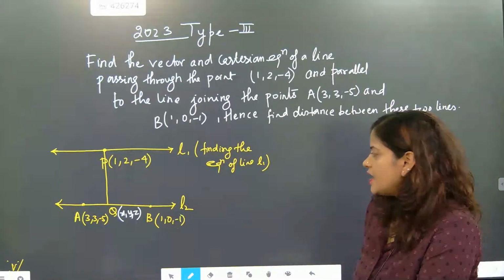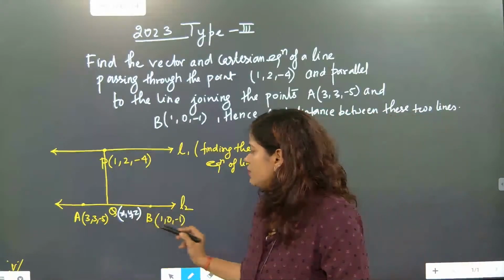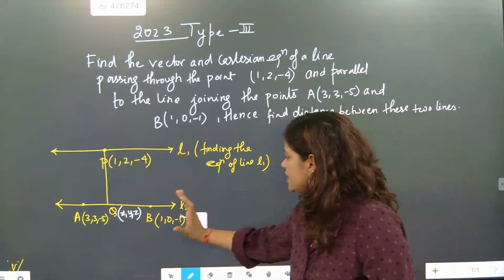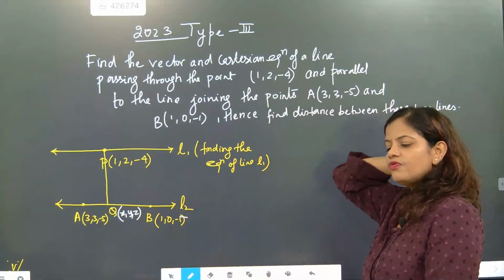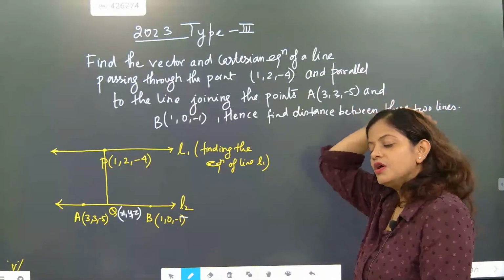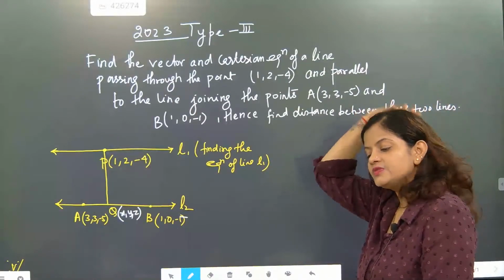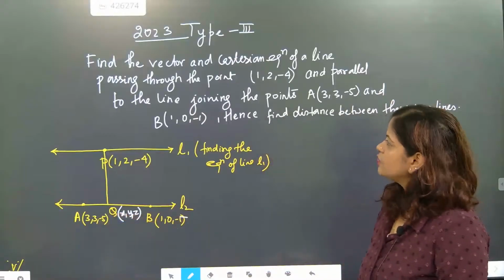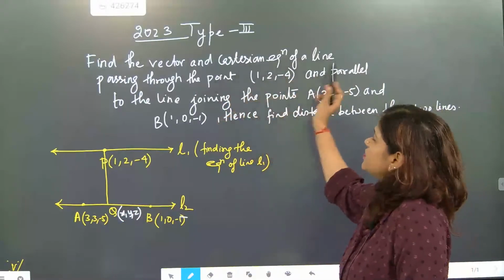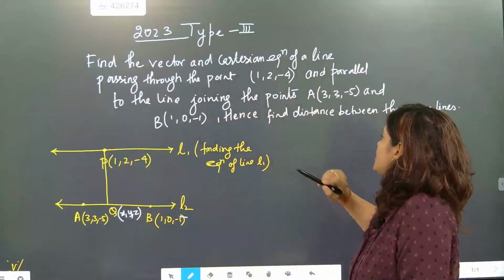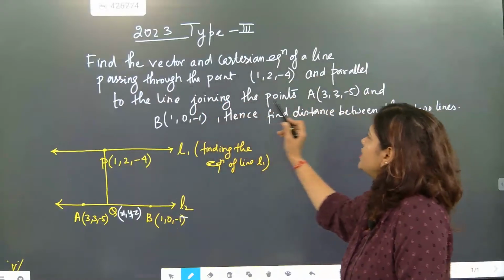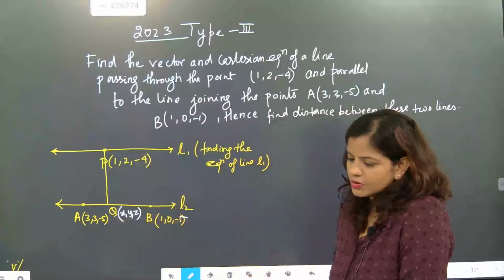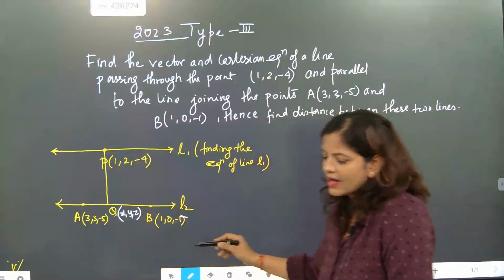First, with the help of these two, we will write the equation of this line. Come on, go for it. It is possible to get the equation of this line. So first L2: find the vector and Cartesian equation of a line passing through this point and parallel to the line joining this point and this point. So beta, this will become the parallel support.